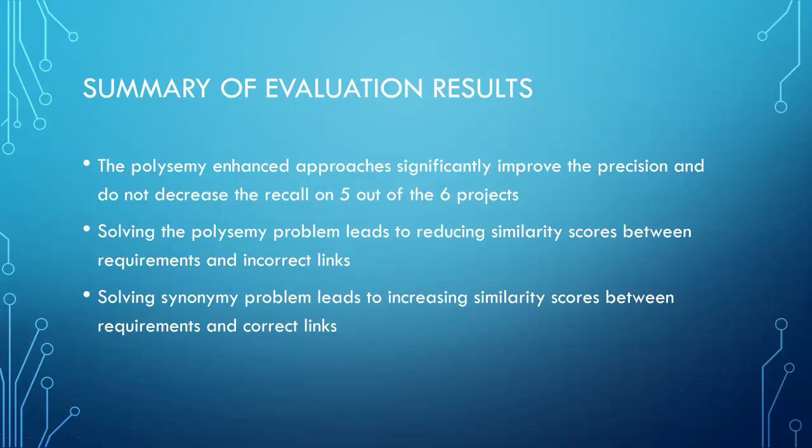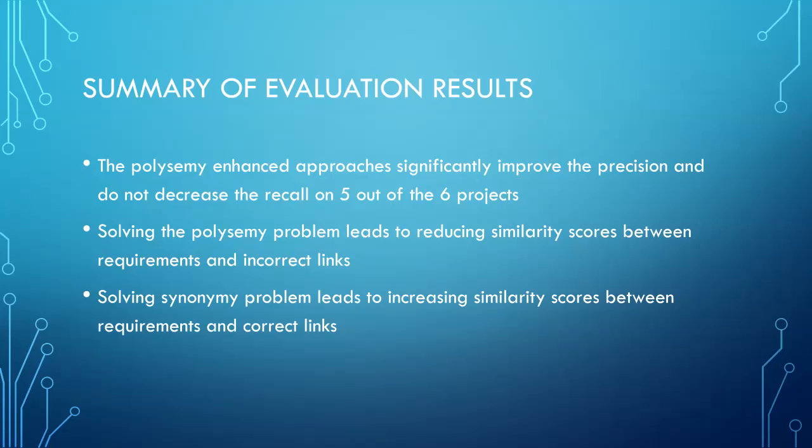In addition, solving the polysemy problem leads to reducing similarity scores between requirements and incorrect links. At the same time, solving the synonymy problem leads to increasing similarity scores between requirements and correct links. The combination of these 2 effects certainly further improves the approach's accuracy. The authors were able to conclude that methods of solving polysemy and synonymy are complementary with each other, meaning the improvement achieved by resolving both of them is greater than the sum of improvements achieved by resolving them separately.